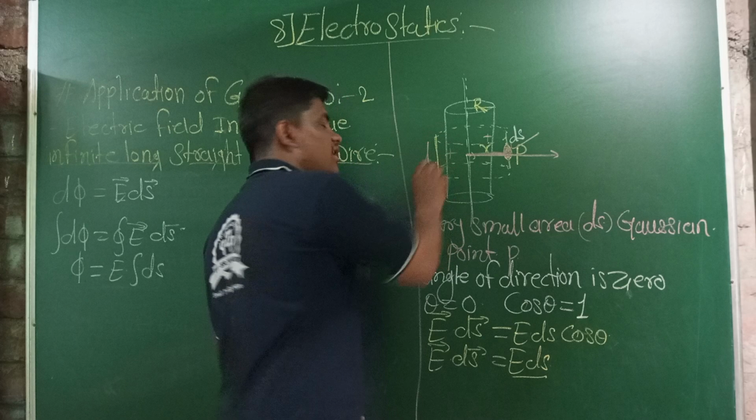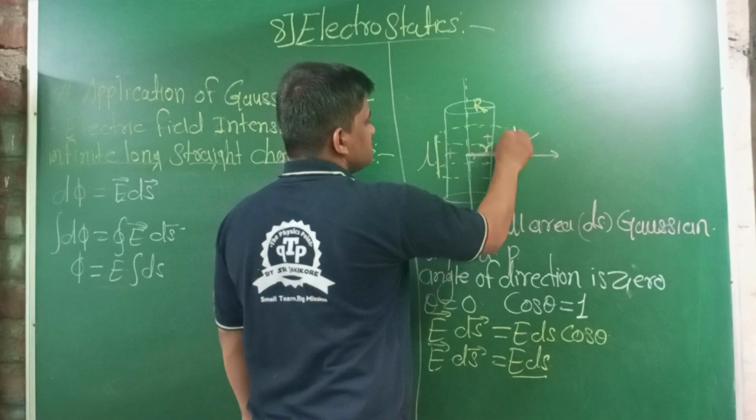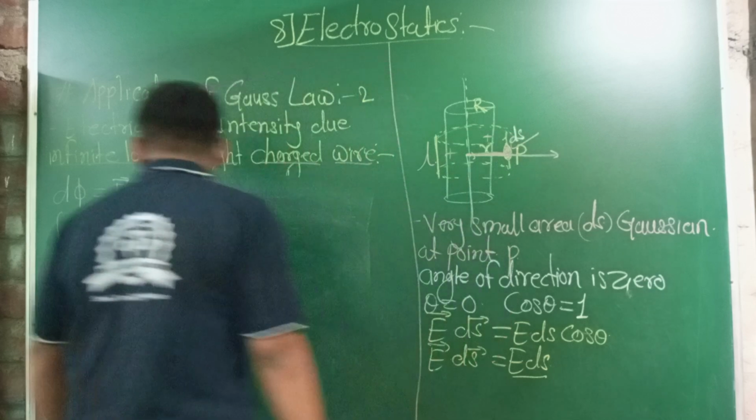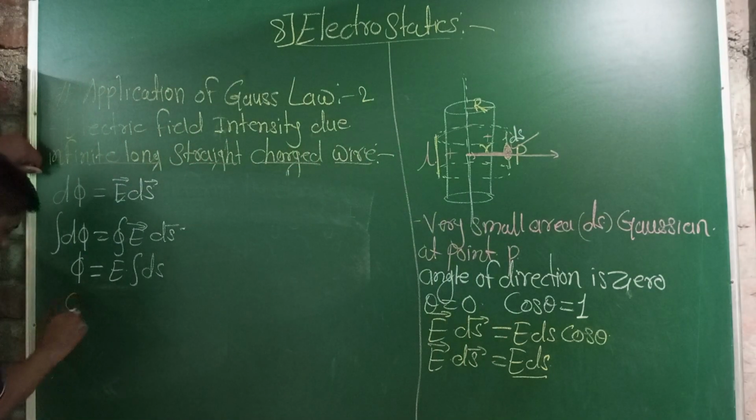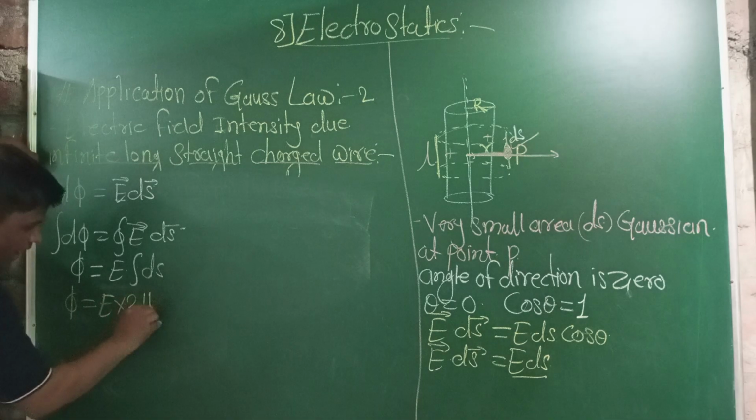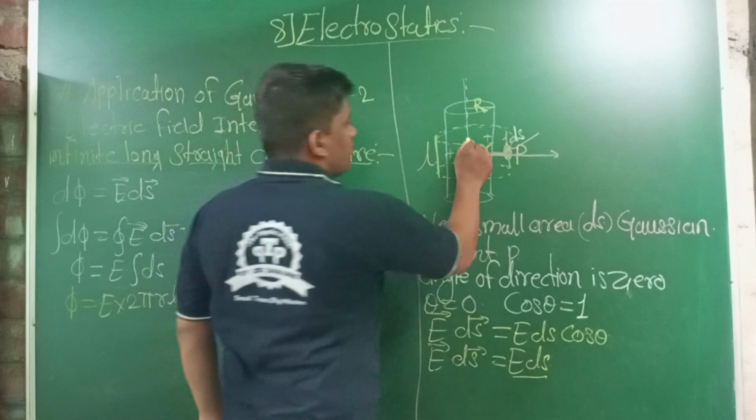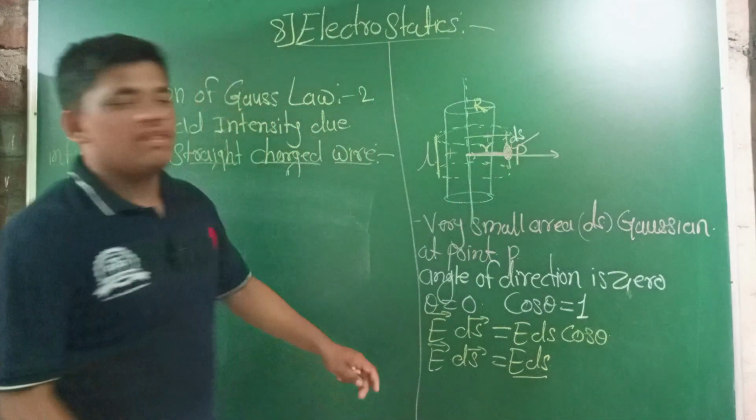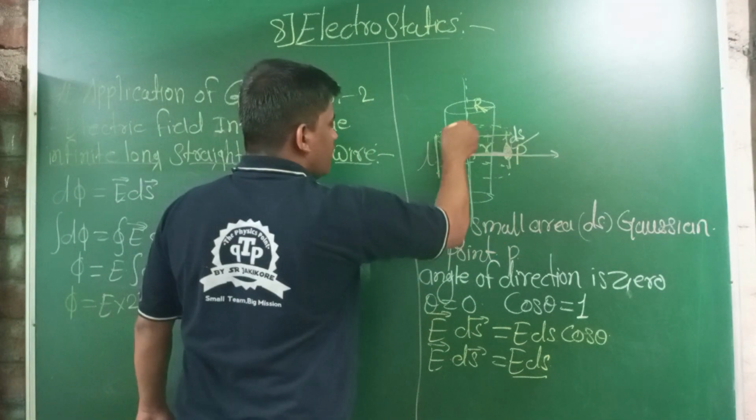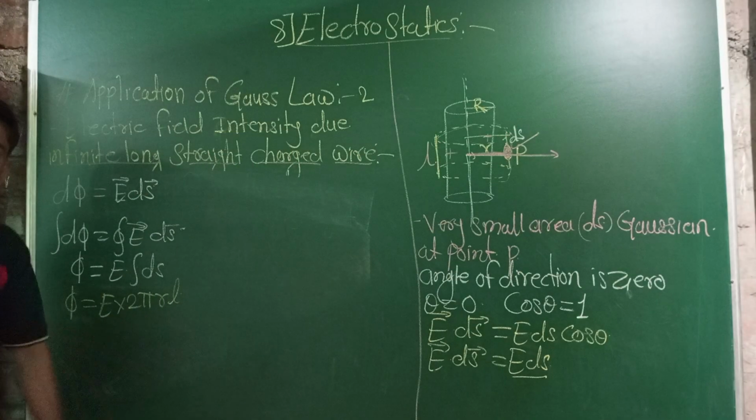We have to take the integration along a straight line, and the area of that linear distribution is 2 pi r. Phi is equal to E into 2 pi r into the length. This is l and this is r, and we have to find out the surface area of this surface, which is 2 pi r into l.